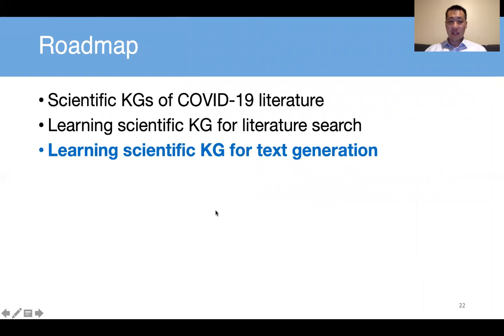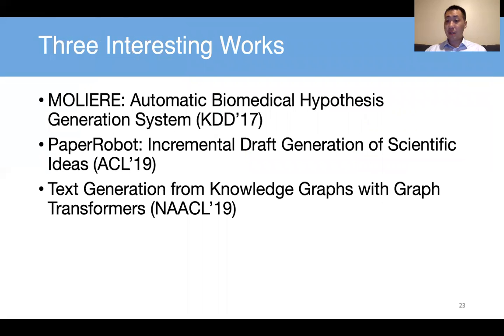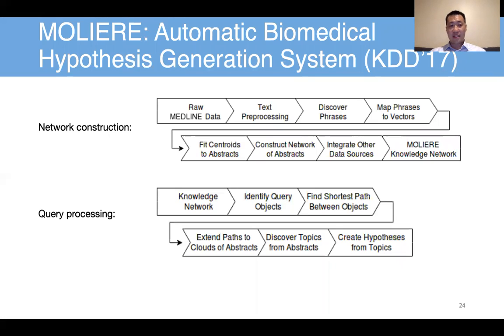So the last part, I'll talk about some existing work in text generation using scientific knowledge graphs. There are 3 papers in the literature I'm going to talk about today. One is in KDD 17 on how to use topic modeling to generate biomedical hypotheses, and the second is Paper Robot. It's trying to generate an incremental draft, and the last one is text generation using graph transformer models.